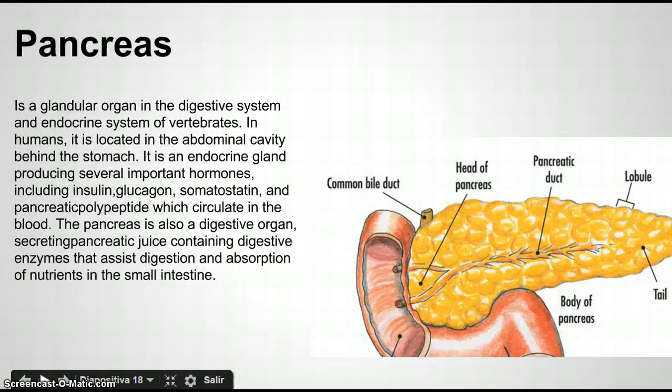Pancreas is a glandular organ in the digestive system and endocrine system of vertebrates. In humans, it is located in the abdominal cavity behind the stomach. It is an endocrine gland producing several important hormones, including insulin, glucagon, somatostatin, and pancreatic polypeptide, which circulate in the blood. The pancreas is also a digestive organ, secreting pancreatic juice containing digestive enzymes that assist digestion and absorption of nutrients in the small intestine.